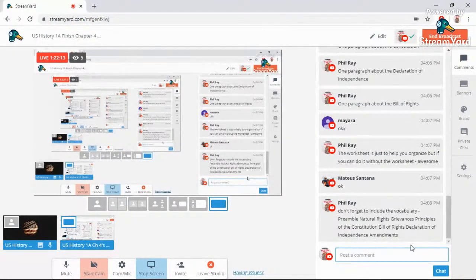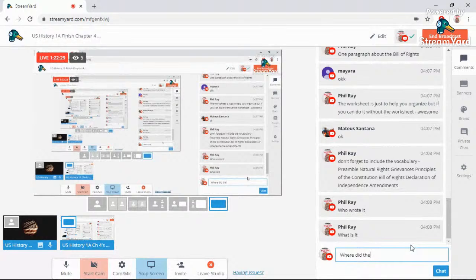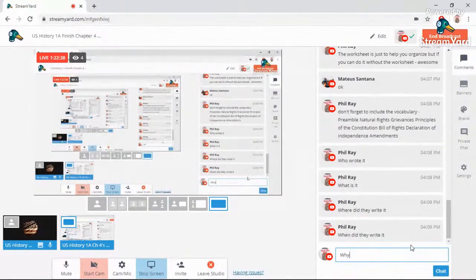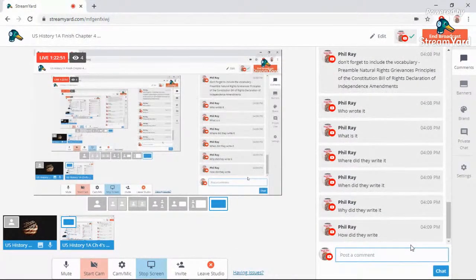about this document. And the easy way to organize it in your head is answer the who. Who wrote it? What is it? Where did they write it? When did they write it? Why did they write it? And of course, how did they write it? Okay? So if you have a problem figuring out how to organize something, just answer the 5 W's and how.